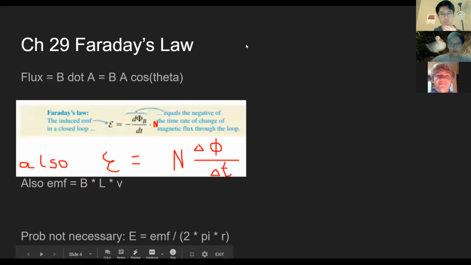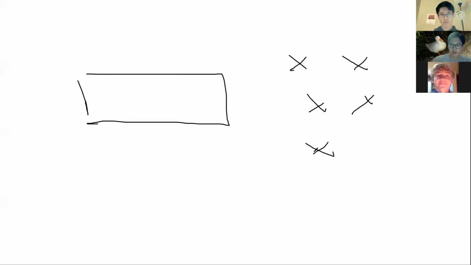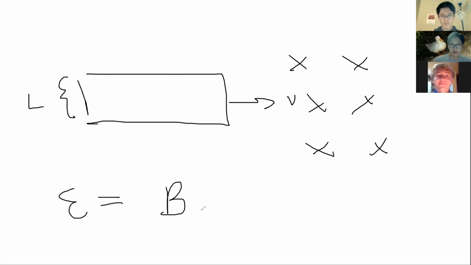And let's say you have a box moving into a magnetic field. You're given its velocity, you're given its length, right? So then in this case, the EMF is equal to B L V. All right.